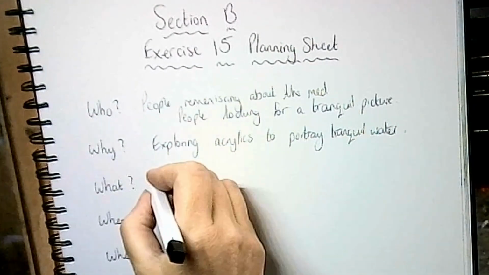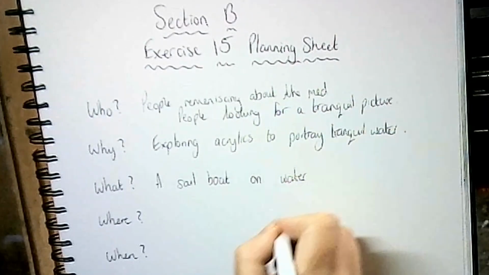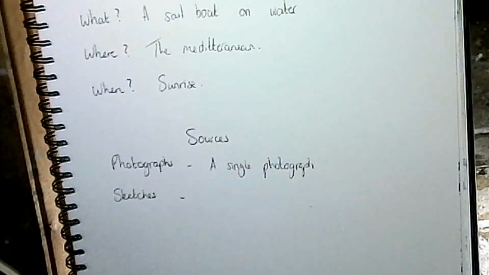What am I painting? A sailboat on water. Where is it? The Mediterranean. And when is it? Sunrise. Right, sources. Where am I going to get my sources from? Photographs. A single photograph. That's the only source I have, really.